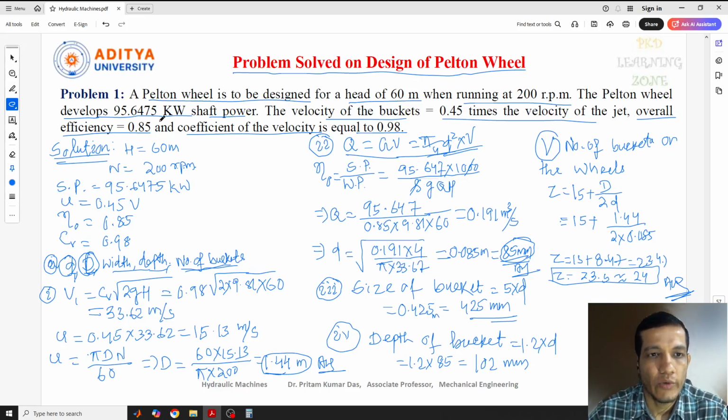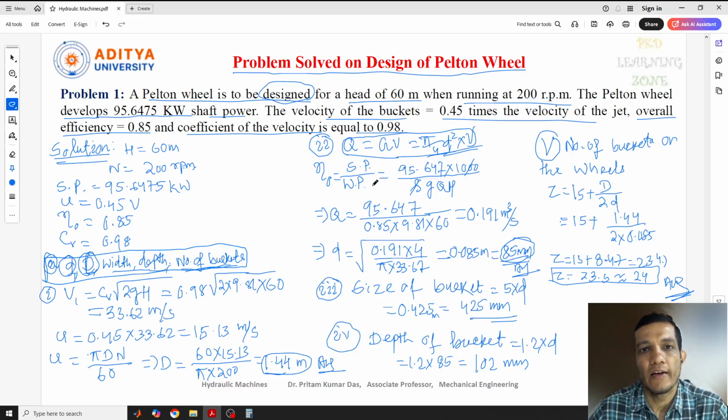The thing we need to remember is that when the question says a Pelton wheel is to be designed and only this data is given, we need to assume and calculate these parameters: diameter of the jet, diameter of the wheel, number of buckets required, depth of the bucket, and size of the bucket, which is actually the width of the bucket. This is width and this is depth. I hope you understand this problem. If you still have any doubt, you can give a call.